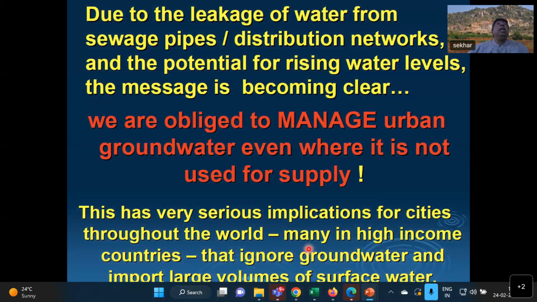There was a nice piece by Professor Howard from the UK saying that in many cities in Europe, the water levels are rising and causing subsurface flooding; for Oxford it is a problem. Even though we're not using groundwater in some of these European cities, they have to manage to pump the water out, otherwise leaking pipelines, etc., are causing waterlogging. So this is what he's trying to say.